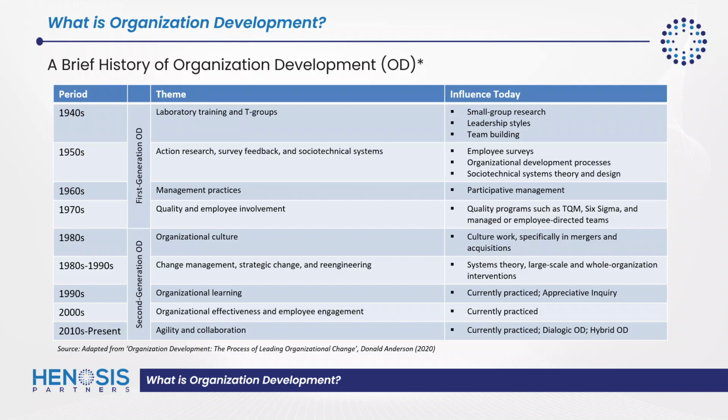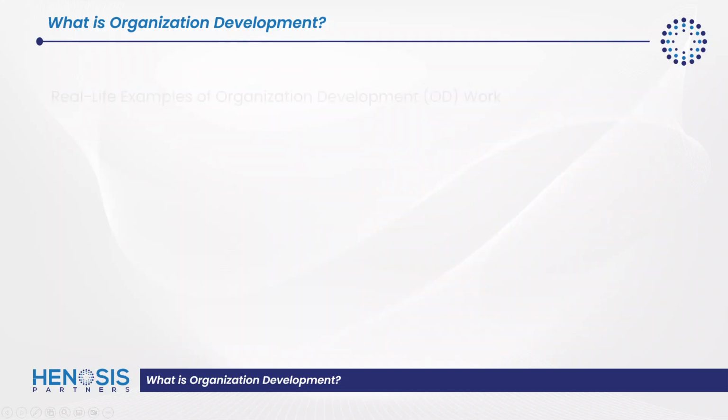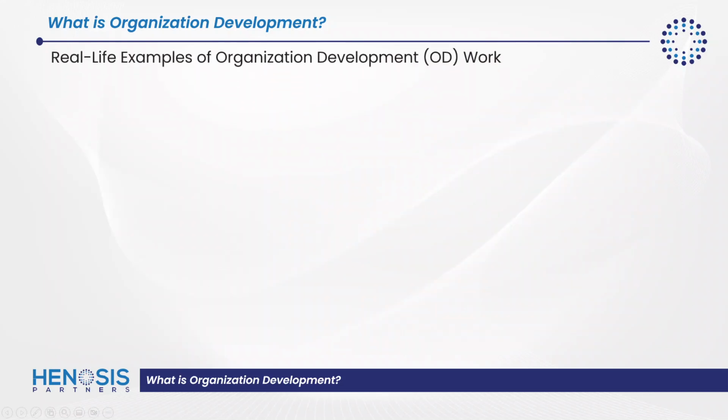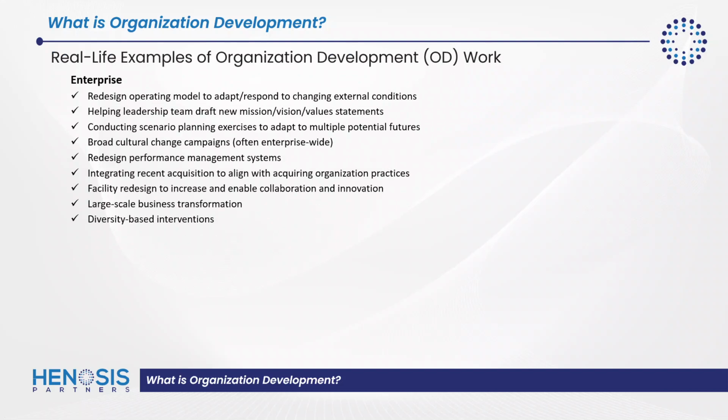So unlike other disciplines, organization development has a long, rich history to it, and it has evolved over the years to address both internal and external environmental changes. All right, so what are some real-life examples of organization development work? Well, at enterprise level, OD work might reflect the following: helping redesign an operating model to adapt and respond to changing external conditions. We might be helping leadership draft a new mission, vision, and value statements.